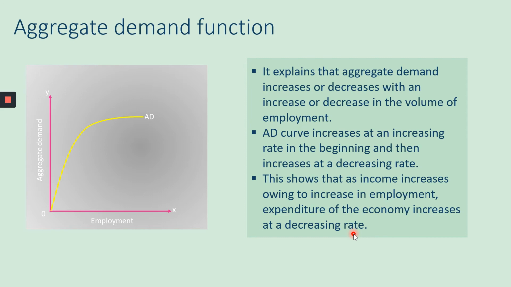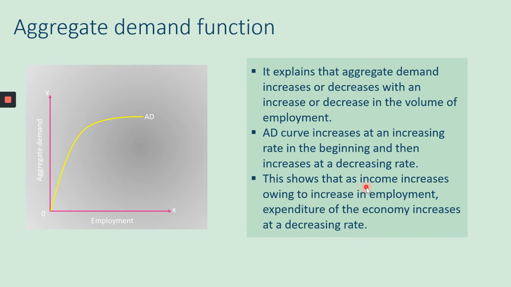As my income increases, my demand also increases. But what do I do? When my income increases to 10,000, my demand will be for 8,000. When it increases to 20,000, my demand will be for 16,000. When my income increases to 30,000, maybe my demand will be 20,000. A part of my income is used for saving. So that is the case here.